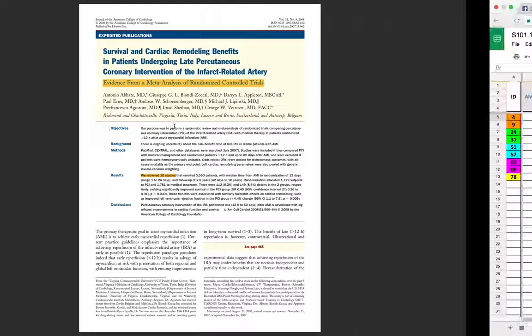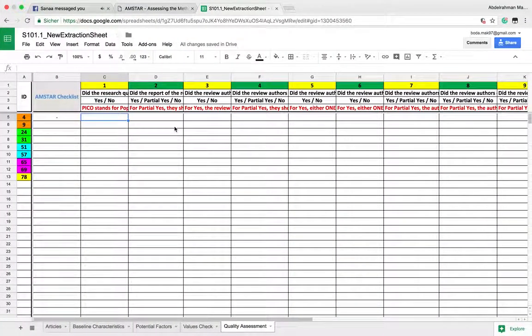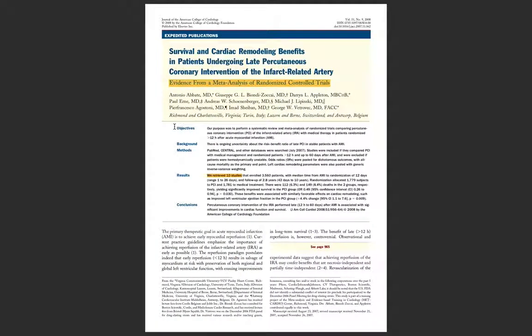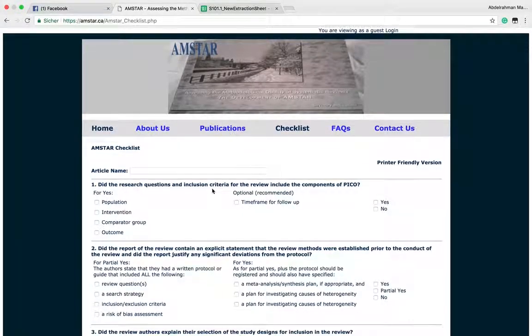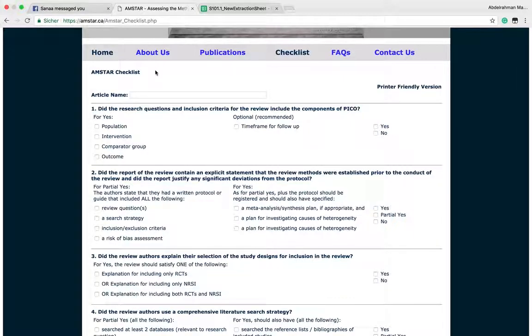Now we're going to do the AMSTAR grading checklist. Okay, so we will begin with study number 4. AMSTAR consists of 16 questions. We can check them here at amstar.ca and go into the tab of checklist. And we'll see what we're going to do.